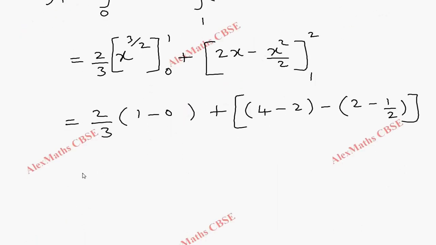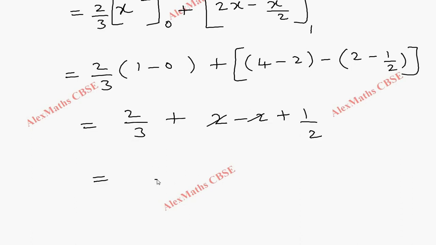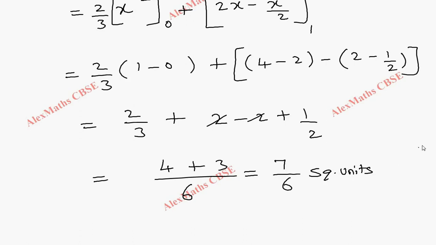Now totally, the first part is 2 by 3 and the second part is 2. When I take the minus inside, minus 2 plus 1 by 2, we can cancel these two. So finally we are left with 2 by 3 plus 1 by 2, LCM is 6. So this will be 4 plus 3 and that is 7 by 6. Since it is area, we have to mention square units.